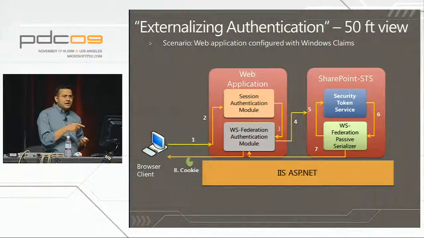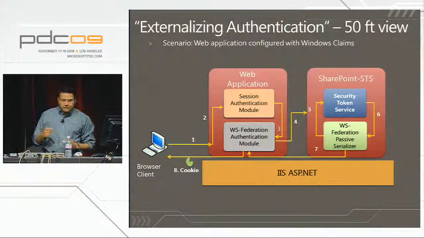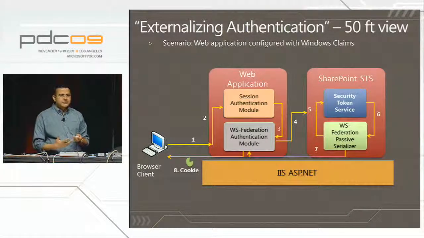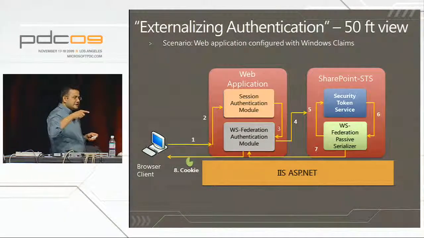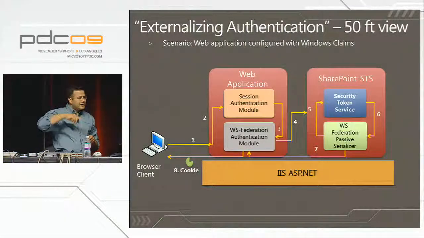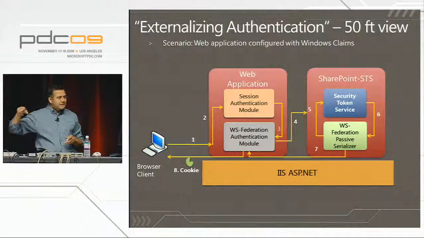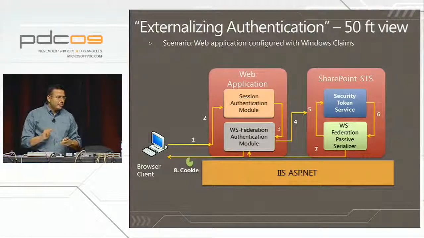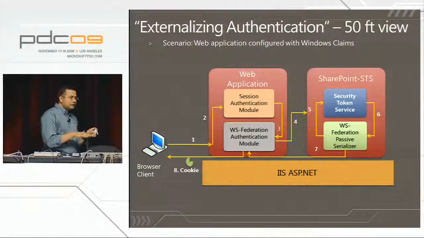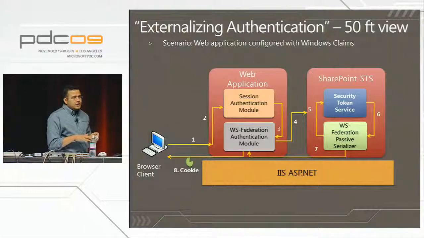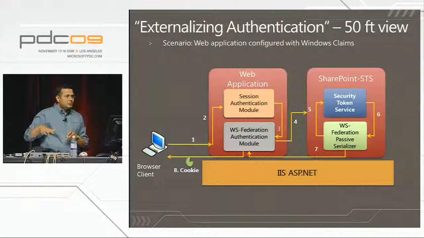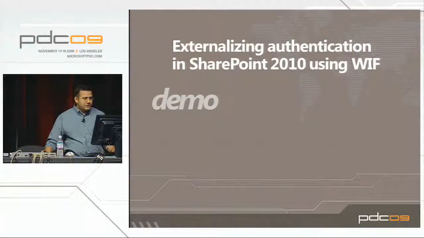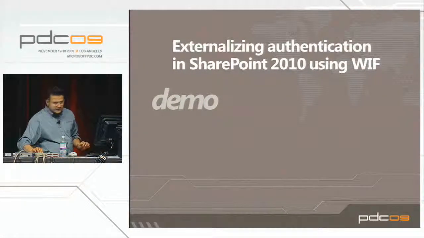Then, finally, before it gets back to the actual application code, it says, here is the cookie that I'm creating for this particular request, so that any subsequent requests go through steps 1 and 2 again. It has the cookie now, so the session auth module will skip steps 4 and 5. It will just say, okay, I have the cookie, let the user in. Okay. That's how the end-to-end flow works under the hood between the SharePoint web app and the SharePoint STS. All right, so let me go ahead and switch to the demo mode here.